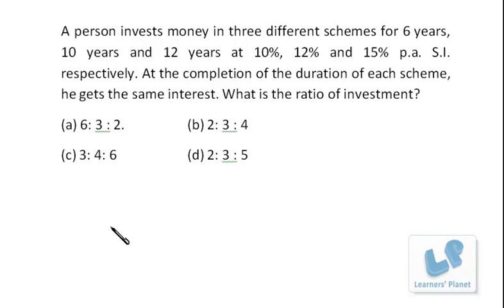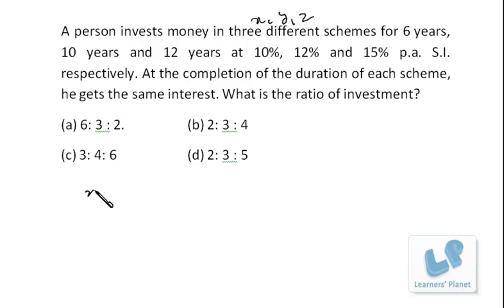Now let's see this question. A person invests money in three different schemes for 6 years, 10 years and 12 years at 10%, 12% and 15% per annum SI respectively. At the completion of the duration of each scheme, he gets the same interest. What is the ratio of investment? I assume that the amount is X, Y and Z.